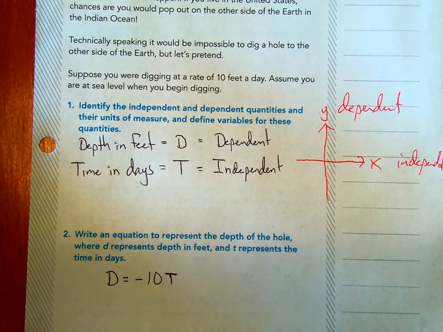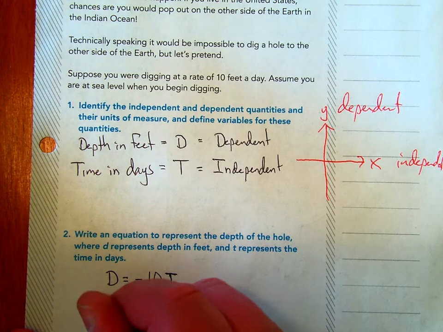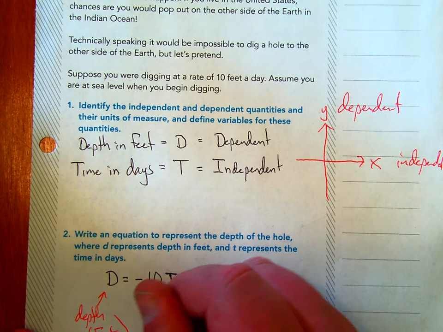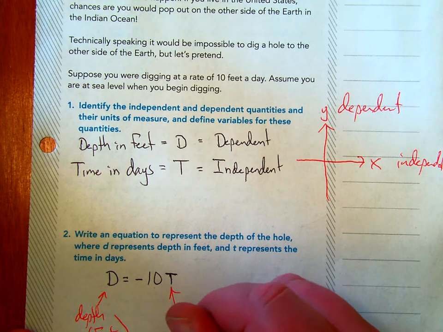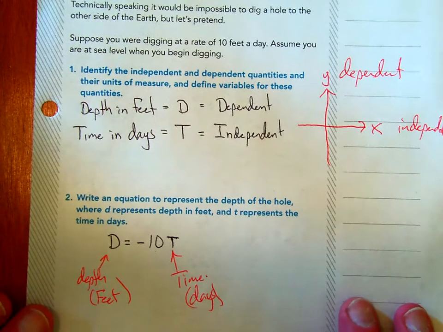Write an equation to represent the depth of the hole, where D represents the depth in feet, T represents time in days. Well, our depth in feet, and we go down 10 feet per day, and our time is time in days. So that equation would work for that situation.